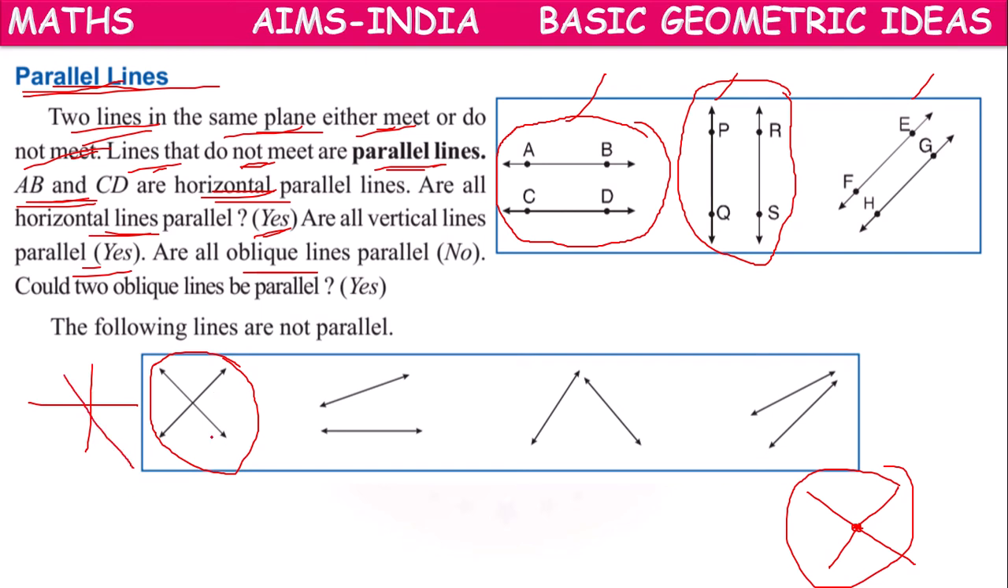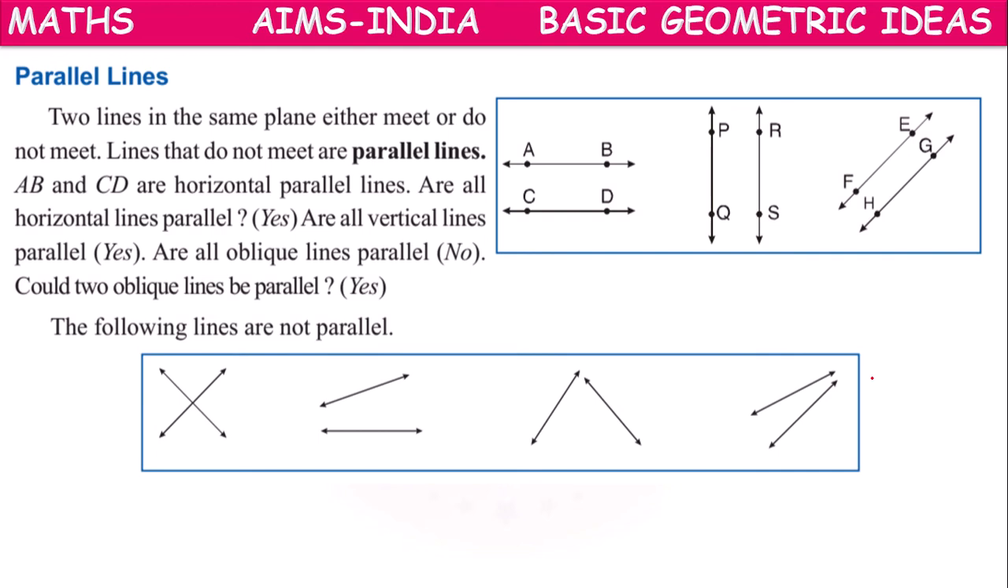These two lines are oblique but not parallel. If we extend them backside, they will intersect, so they are not parallel. These two are oblique; if we extend them, they will intersect. These four examples are two oblique lines which will intersect after extension. But some oblique lines may be parallel.